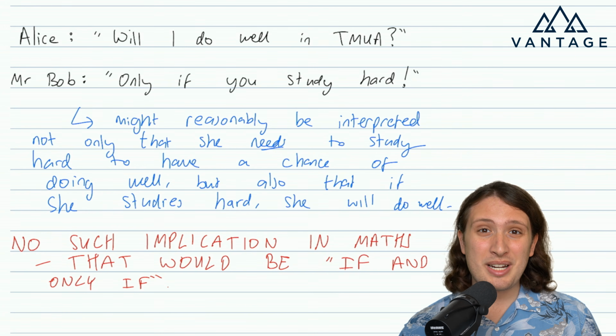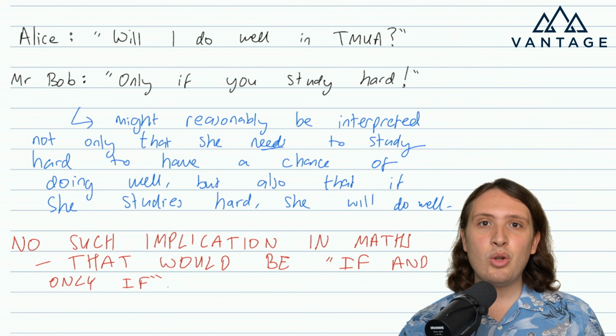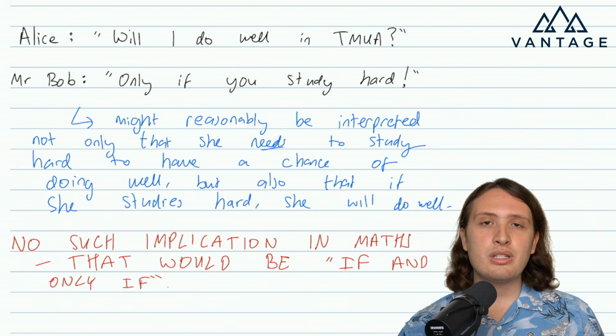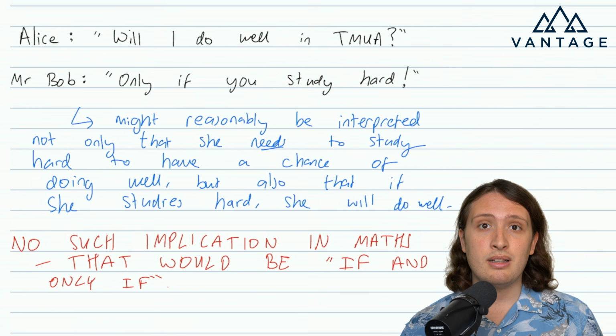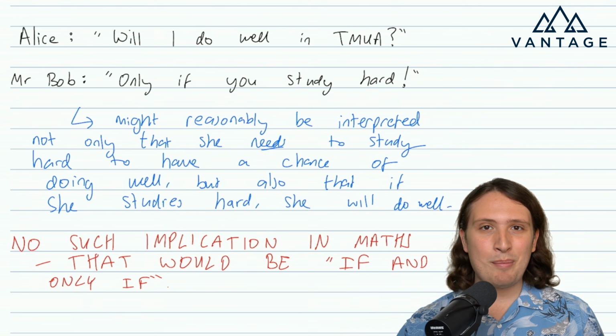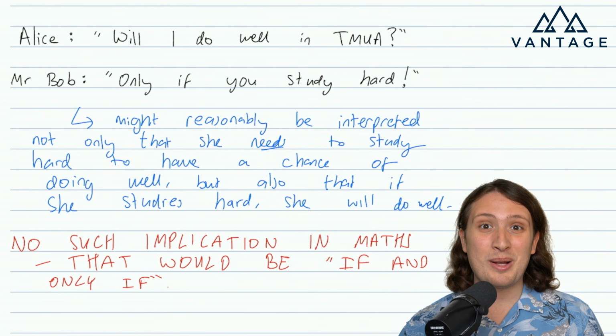As an everyday language conversation, an entirely reasonable inference from this conversation is that not only is Mr. Bob saying, you definitely do need to study hard if you're going to do well, that's needed if you're going to do well, you may also reasonably infer that he is implying, yeah, sure, if you study hard, you will do well. But in mathematics, when we say only if, there is no implication of sufficiency. So Mr. Bob's statement in mathematics is not stating that if she does study hard, she will do well. It's only stating that if she doesn't study hard, she won't do well.